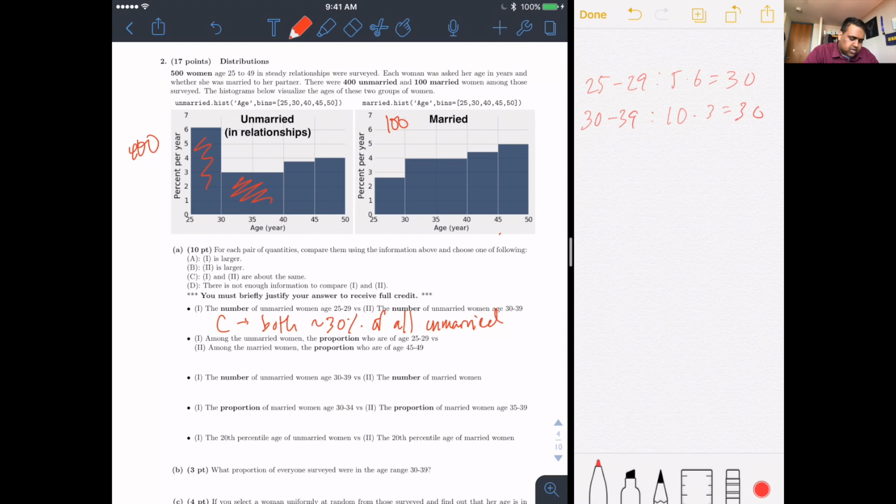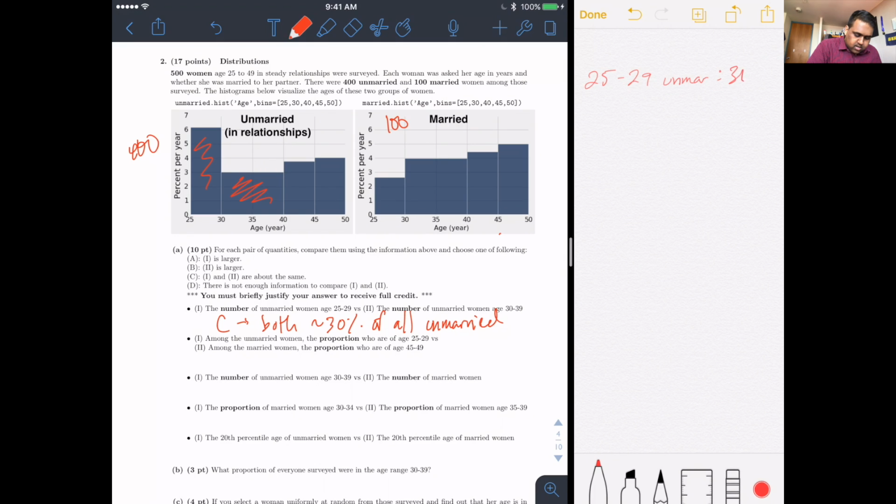And that's more than sufficient. Part B, or the second sub-question, asks us, among the unmarried women, the proportion who are 25 to 29 versus among the married women, the proportion who are 45 to 49. Well, here we're asking about the proportion. So we just ignore the fact that there are 400 unmarried and 100 married, and we're looking at just the percentage, right? So we already found the proportion of unmarried women who are 25 to 29, right?